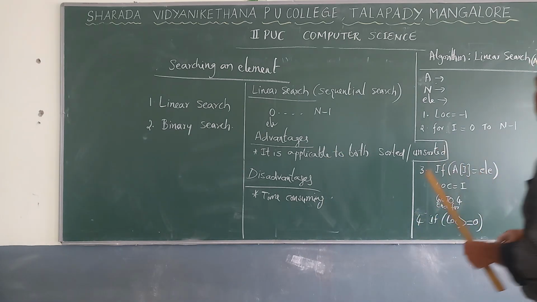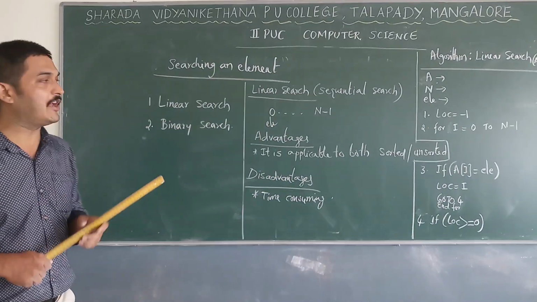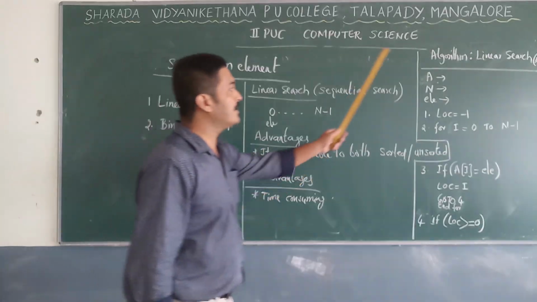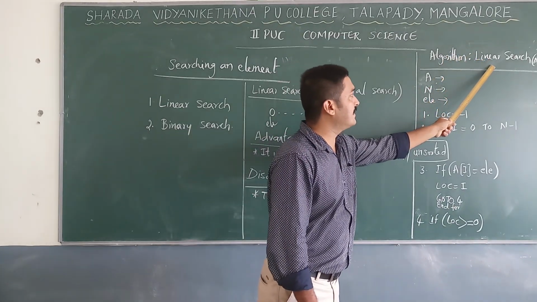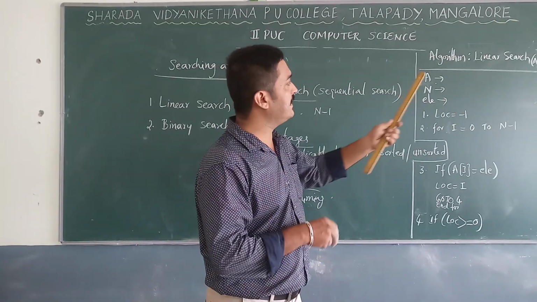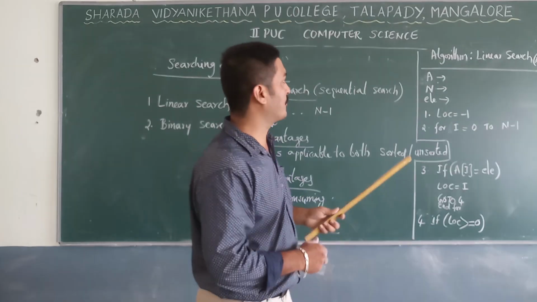Next we'll go to this one, the algorithm for linear search. Whenever we are going to discuss the algorithm for linear search, the first thing is that the algorithm name is essential. The algorithm and its name is linear search, array A and number of elements n. Capital A, capital N. You can use any other variable also, not a problem.